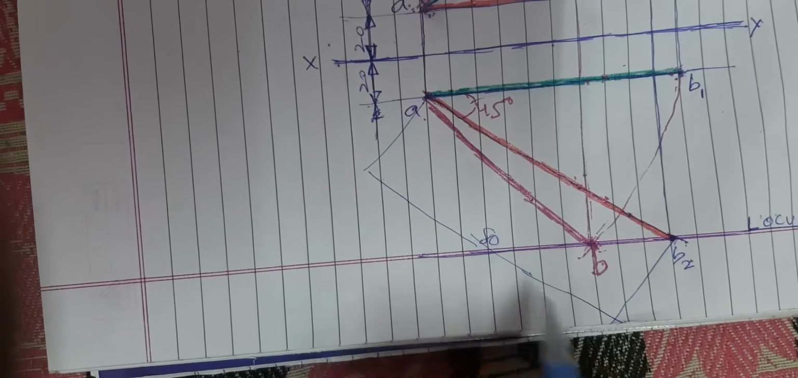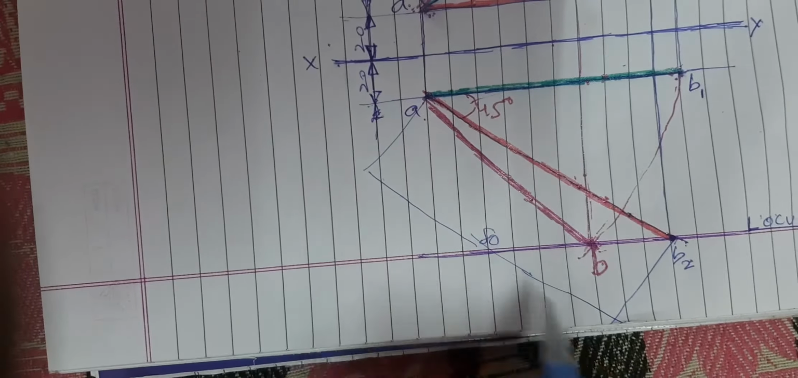A dash. This one is A dash. A dash B2 dash is also front view when line is inclined to VP and parallel to HP. Got it? Now we'll write about top views. So here we have the first top view, A B1. A B1 is top view when line is inclined to HP and parallel to VP.